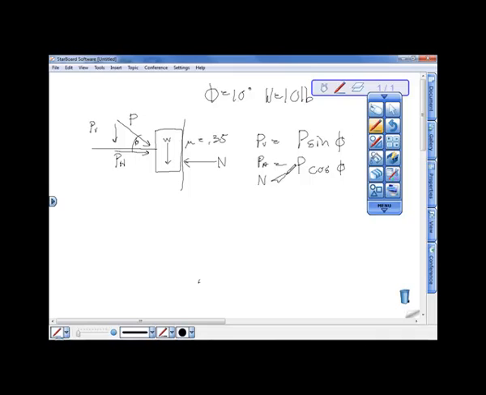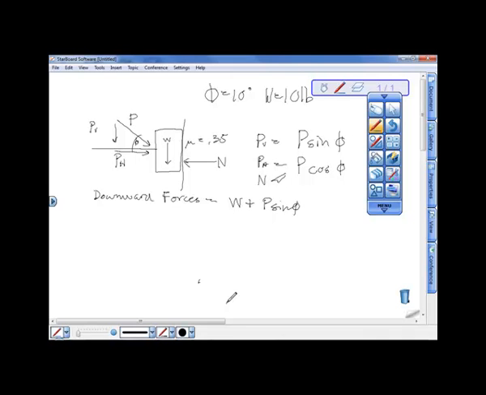Okay, so to complete the force diagram, notice that the total downward force, everything going down, will equal the total of W plus the P vertical, or W plus P times the sine of theta.